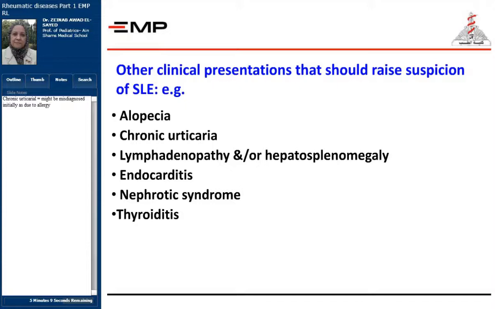Patients might also have lymphadenopathy, hepatosplenomegaly, inflammation in the heart, in all layers of the heart, especially the endocardium, and this is called verrucous endocarditis or Libman-Sacks endocarditis. Inflammation, as we said, in the kidney, the nephritis, might result in frank nephrotic syndrome. As I've told you in the table, just the urinary changes are considered one of the 11 criteria, but frank nephrotic syndrome also can occur. Also, autoimmune thyroiditis is among the other clinical presentations.